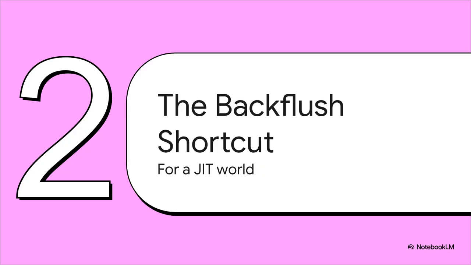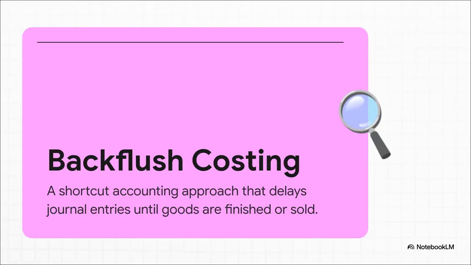But what if you're in a super efficient factory, like a just-in-time or JIT setup where work-in-process inventory is basically zero? Well, for that world, we've got this awesome accounting hack, and that's backflush costing. And honestly, the name kind of gives it away. Instead of tracking costs moving forward, step by step, this system just waits. It waits until the very end, maybe when a product is finished or even sold, and then whoosh, it flushes all the costs backward through the system in one go. The whole point is just to slash the number of journal entries, save a ton of time, and make life way, way simpler.